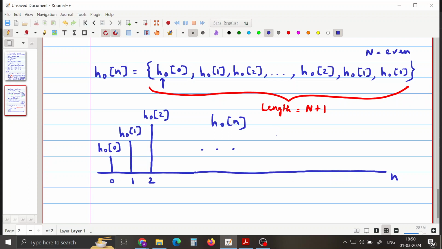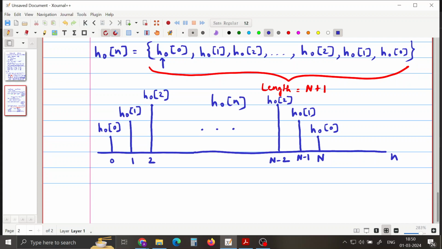at the index capital N minus 2, we also have h naught of 2 as the value, as the coefficient. And on the immediate next index, which is capital N minus 1, we again have h naught of 1, and finally at the last index, the nth index, we have h naught of 0. Clearly you see that there is a symmetry. Okay, this is even symmetry. Even symmetric, right?